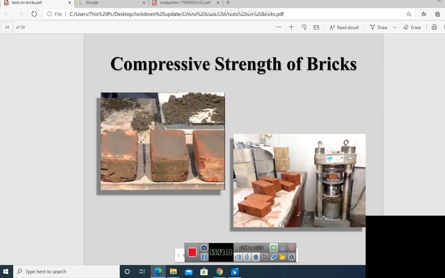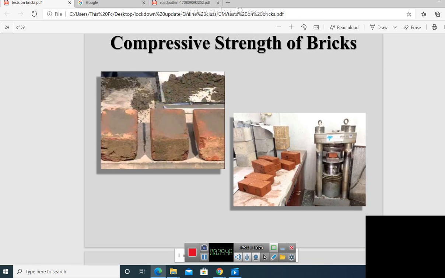The brick is placed in such a way that the frog, as you can see in the figure, will be facing upwards. Now you will load the brick specimen. The brick specimen will break at one particular point, and a brick cannot take more load after that point. You note down the value at which the brick specimen fails. That value divided by the area of the brick will give you the compressive strength of the brick.